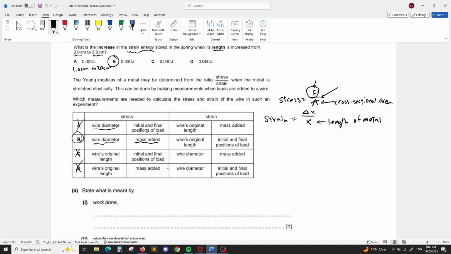If you look at the second part, which is the strain, right? So this is put over here, and strain is the wire's original length, which turns out to be the denominator, and then the initial and final positions of the load. Well, you can calculate the change in x through this, which is the numerator, and it turns out strain can be calculated using these two values.